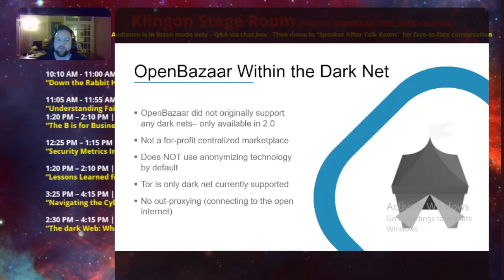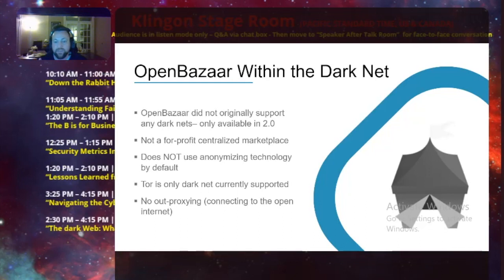OpenBazaar did not originally support any of the darknets. In their 2.0 version, they did have Tor support. They talked about doing I2P, but with the project being defunct, it doesn't look like it's going to happen. By default, when you started to use OpenBazaar, it did not use Tor, so it was not anonymizing you by default. You had to take some extra action to use Tor. So you could see how, when trying to break into that darknet space and not having a default for anonymity, people might be a little bit scared of leveraging your system.